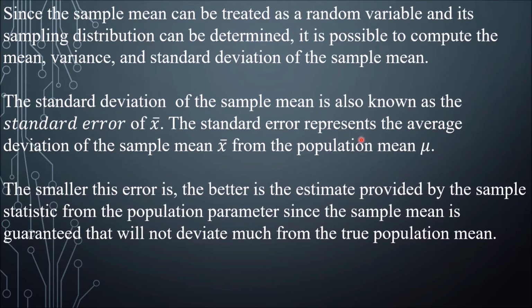The standard error represents the average deviation of the sample mean from the population mean. The smaller this error is, the better is the estimate provided by the sample statistic, in this case the sample mean, of the population parameter, since the sample mean is guaranteed not to deviate much from the true population mean.